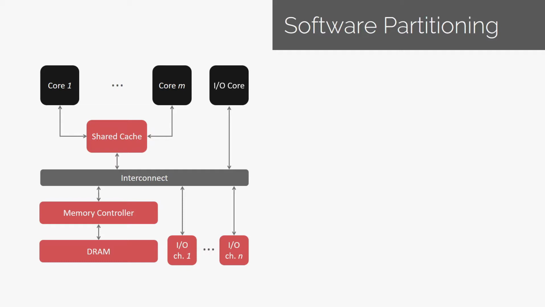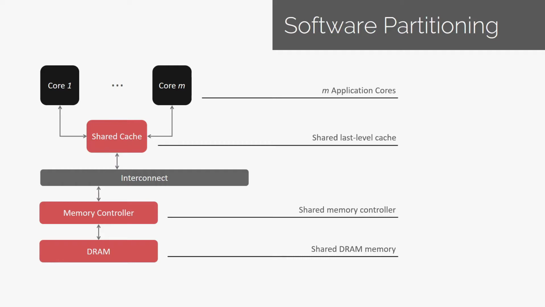Well, to do that, let's first look at a traditional multi-core platform that is based on a shared memory hierarchy. And for a second, let's forget about the IO. What we have is these red blocks that are essentially known to be the major sources of unpredictability. Things like the shared level of cache, as well as the shared memory controller and the shared main memory, DRAM memory storage in this case.